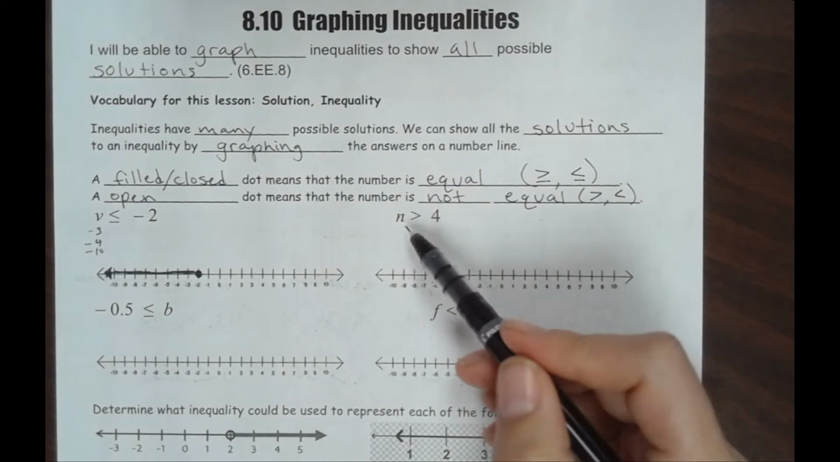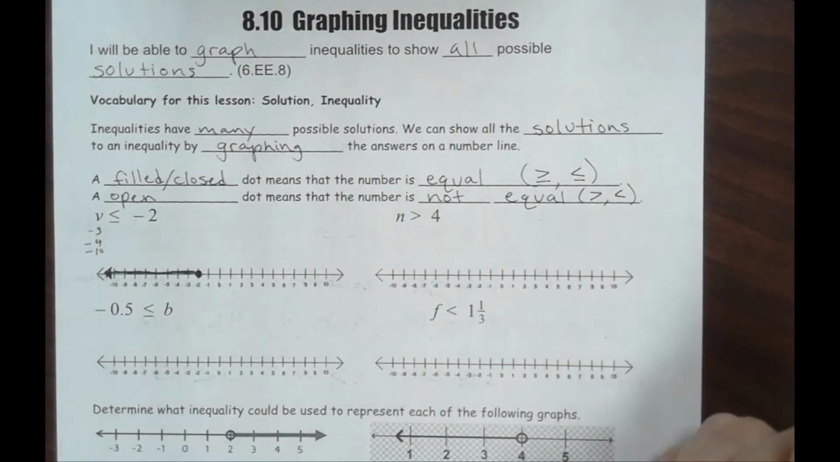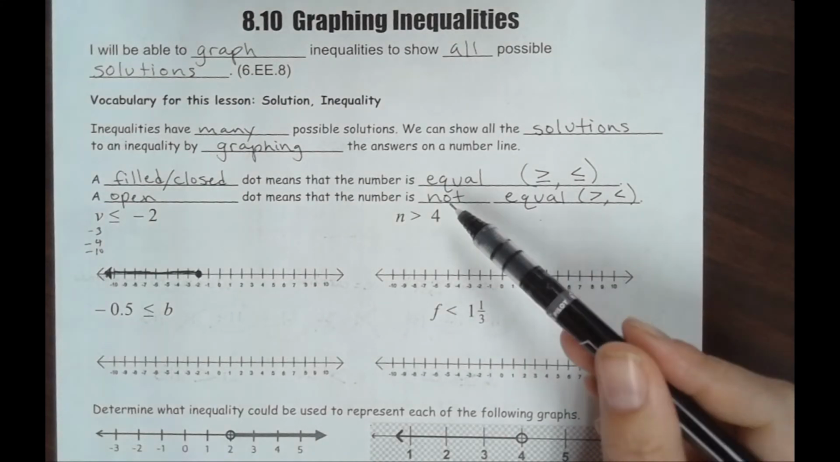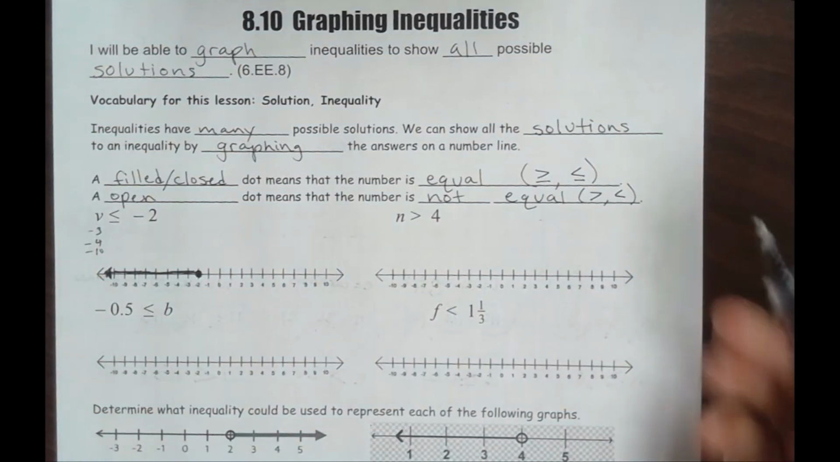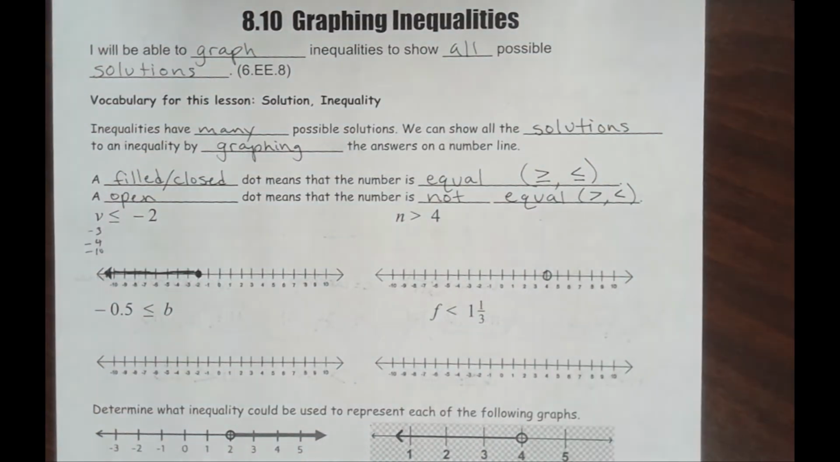Now this one says n is greater than 4. Okay, can n be equal to 4? No. So if it's not equal, then we want an open dot. So I'm going to find 4 on here, but I'm going to make an open dot. I'm saying I want really, really, really close to you, but you're not included. I'm kind of being mean to that 4, but that's what the math says. So I want everything that's really close to 4, but not 4.